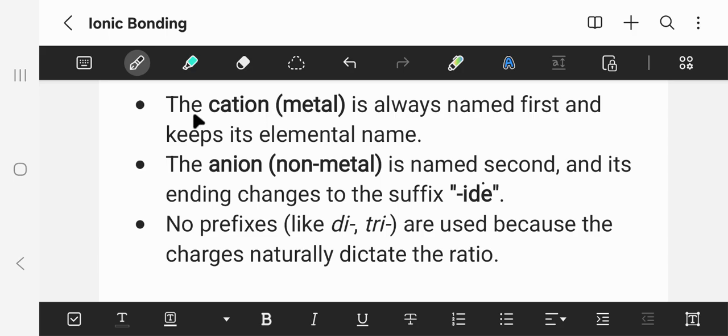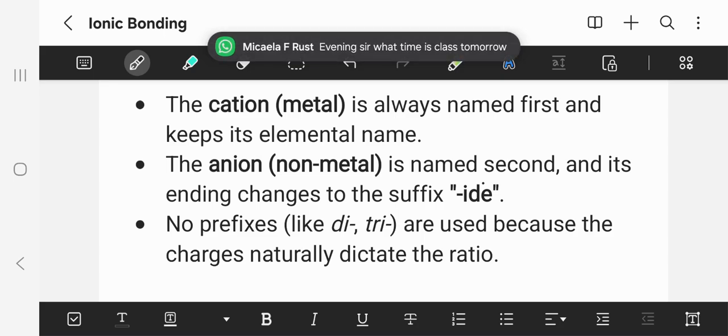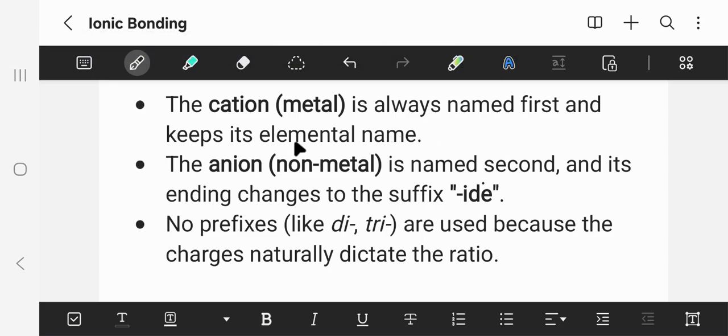given or governed. The cation, which is the metal, will always be named first, and it keeps its elemental name. Do you see that? The cation, which is a metal, keeps its name, and it is the one that is named first. If I have magnesium bonding with oxygen, magnesium will remain a magnesium, and it will be the one that starts the name of the whole compound that is going to form.